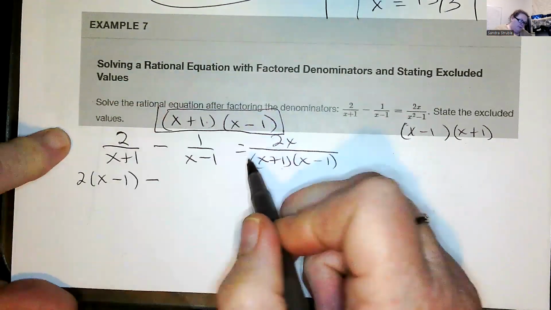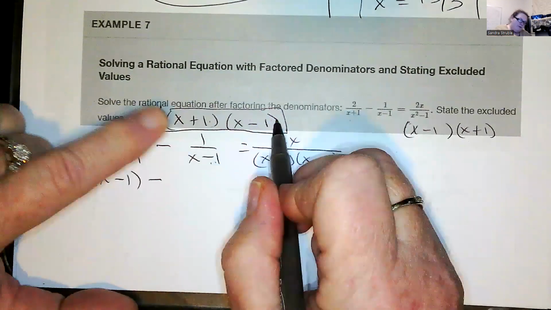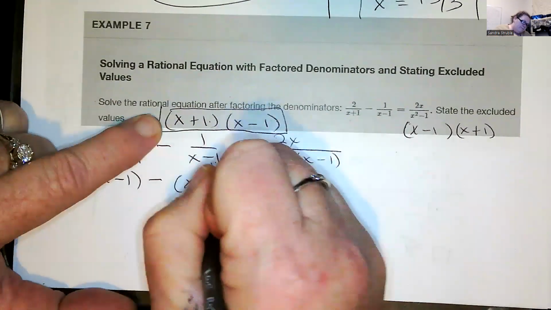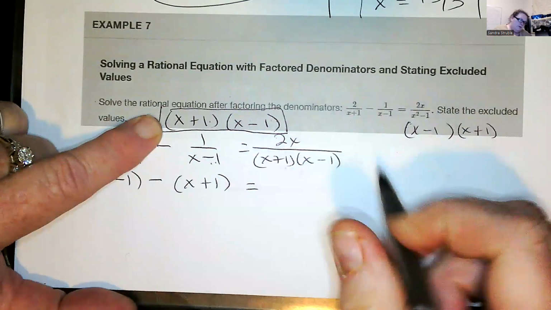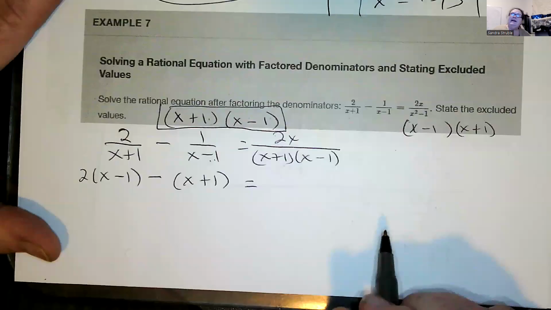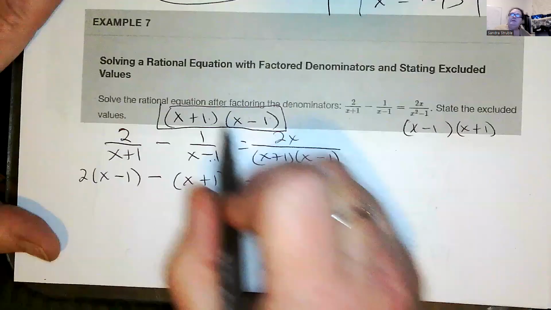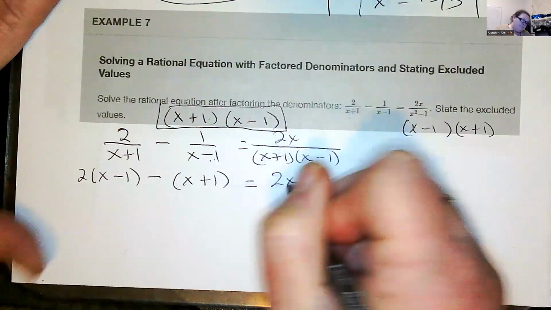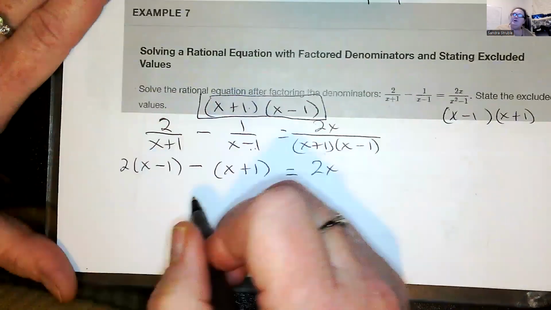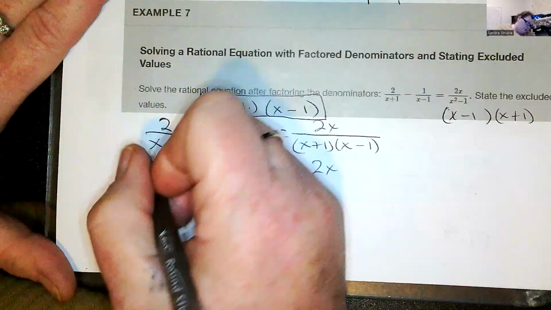Minus, the x minus 1's are going to cancel out, and I'm left with x plus 1 equals, both x plus 1 and x minus 1 are gone because they cancel each other out, and I'm left with just 2x. All right, I'm going to distribute my 2 over my binomial.